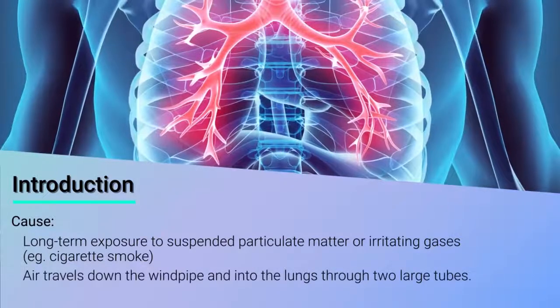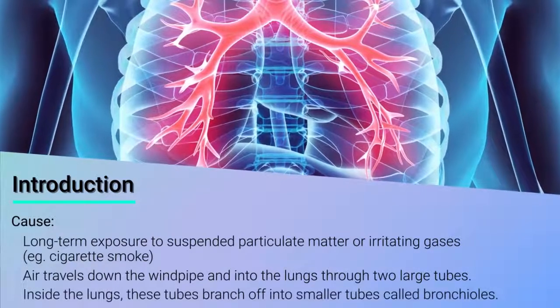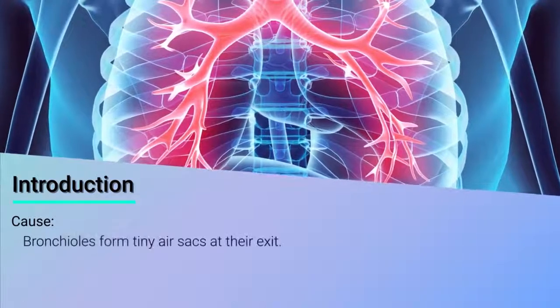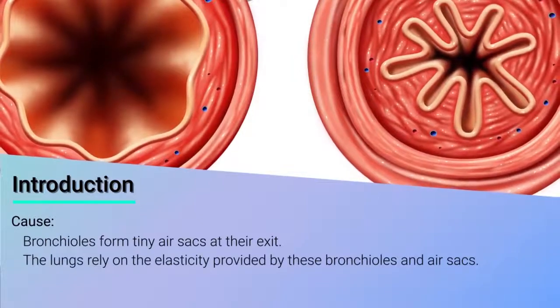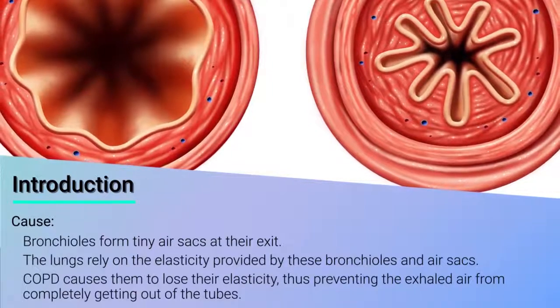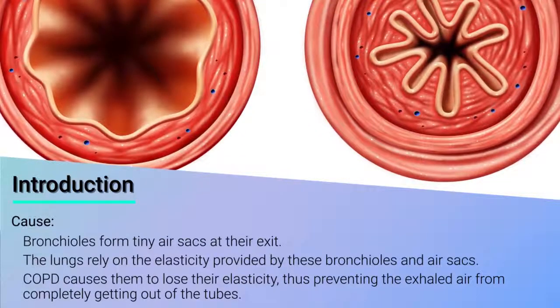Air travels down the windpipe and into the lungs through two large tubes. Inside the lungs, these tubes branch off into smaller tubes called bronchioles that form tiny air sacs at their exit. The lungs rely on the elasticity provided by these bronchioles and air sacs. COPD causes them to lose their elasticity, thus preventing the exhaled air from completely getting out of the tubes.